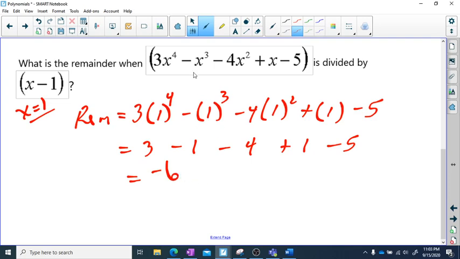So I won't do it all out, but I could do synthetic division again here to check it if I wanted to, and I would also get the same remainder of negative 6. Okay, so hopefully you see how the theorem works. Now let's put it into practice here and do a few different things with it.